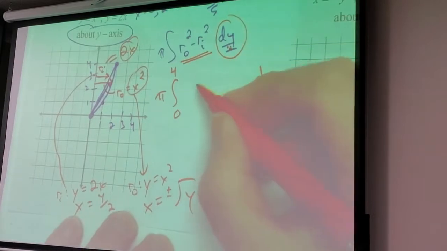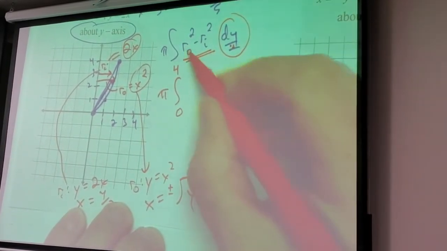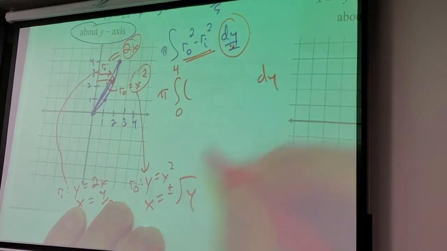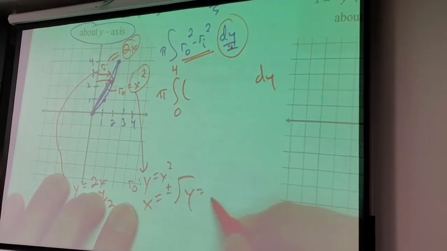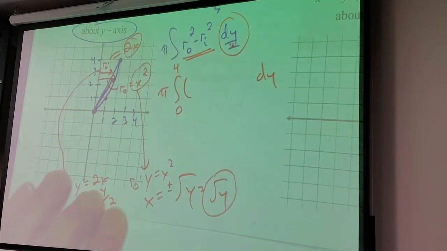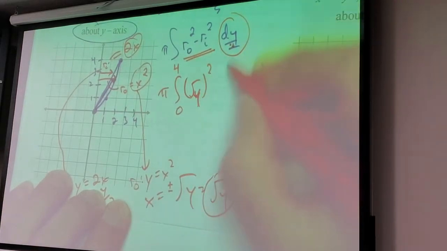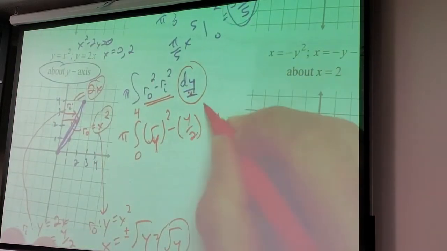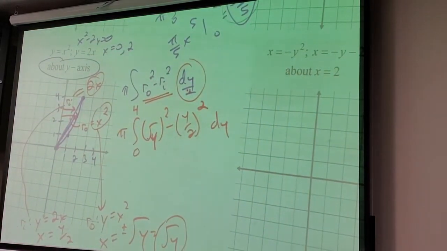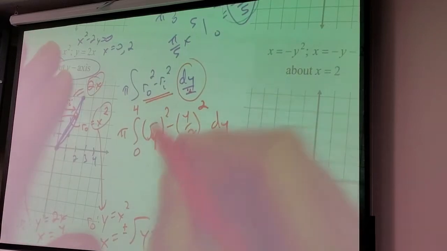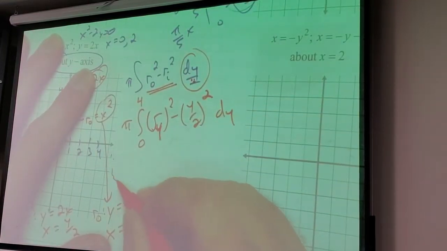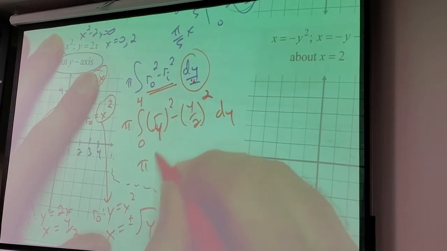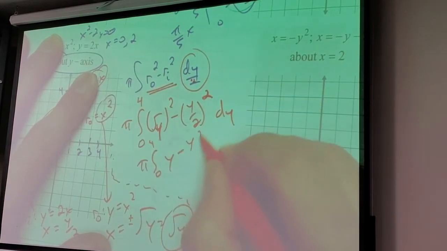So what do I put in here now? I've got my R outer. I keep saying naught. R outer is, let me make this official, square root of y, yes? R outer is the square root of y. Minus R inner, y over 2, squared. And that's kind of beautiful, right? The worst part was going to be the radical, but it immediately dies. So you get pi, 0 to 4, y minus y squared over 4.